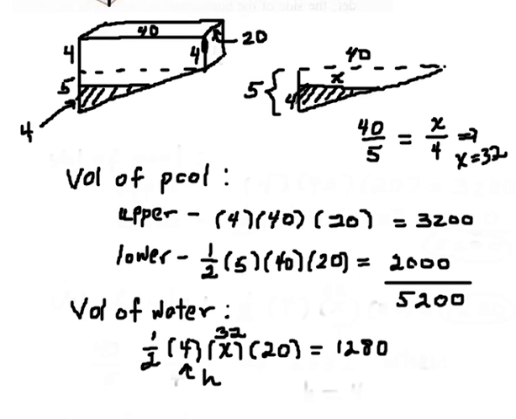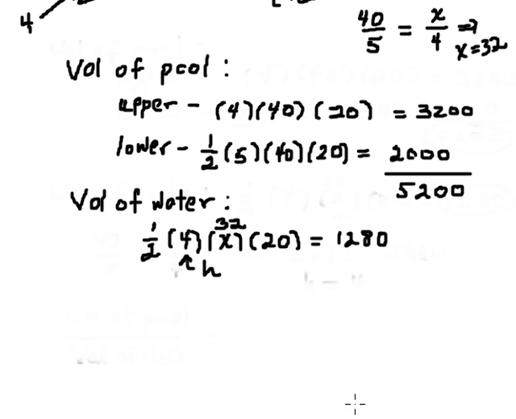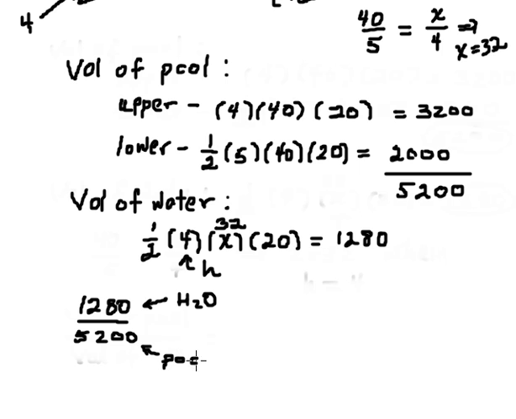So for the percent, we compare the volume of the water to the volume of the pool. All right, so we have 1,280 divided by 5,200. Okay, that's the water to the volume of the pool, and that's equal to 0.246, or 24.6%.